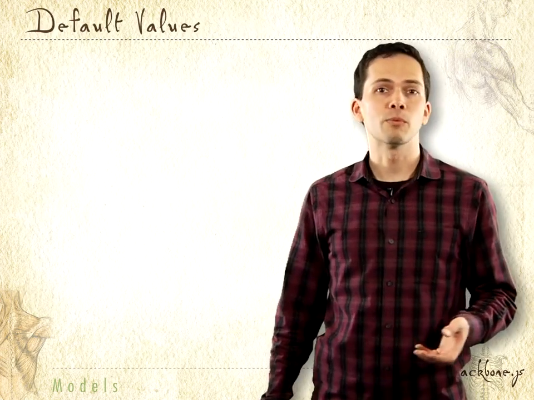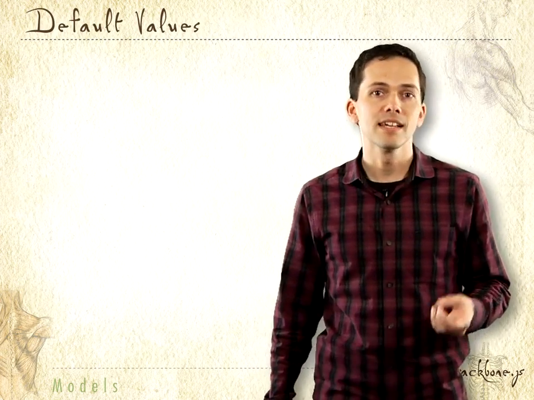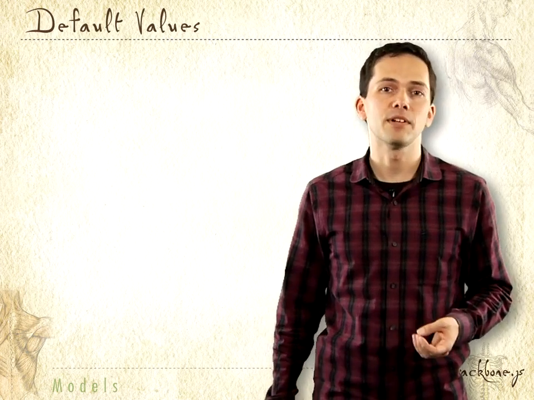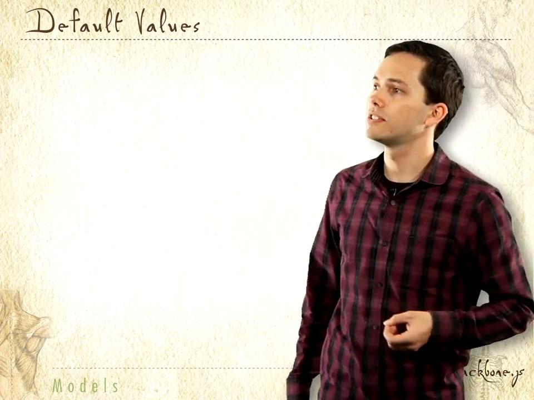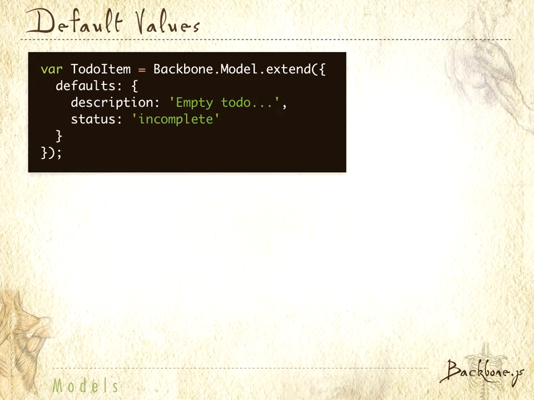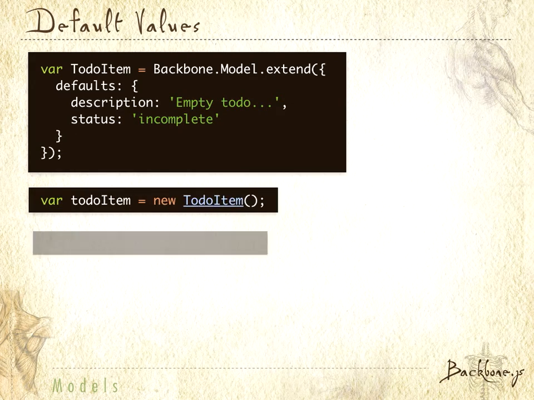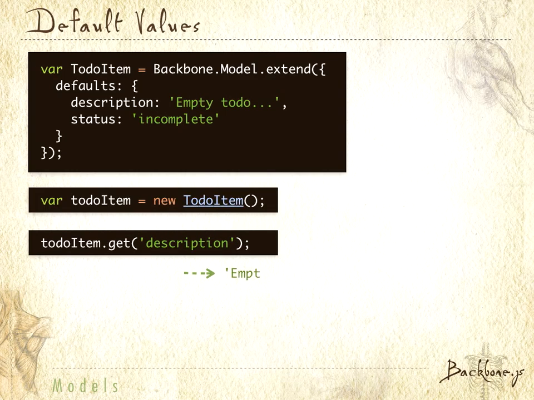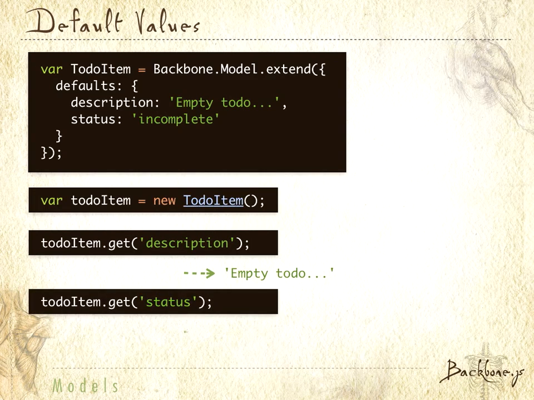Another nice option when we're defining the to-do item class is the ability to specify default values. So here you can see we're setting defaults for both the description and the status attributes. So now when we create a new to-do item and we call get description or get status, it returns the default values.